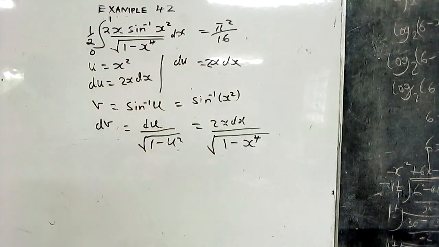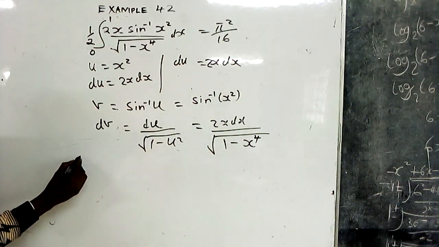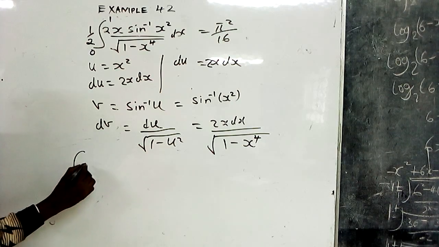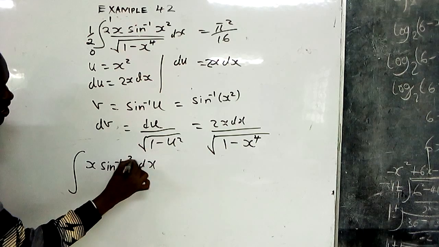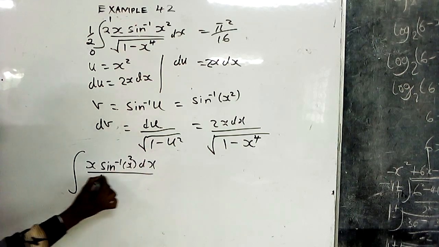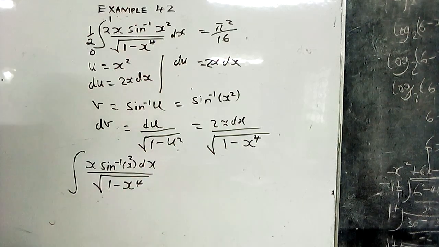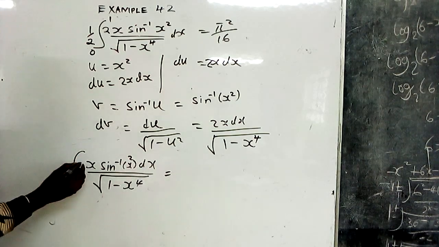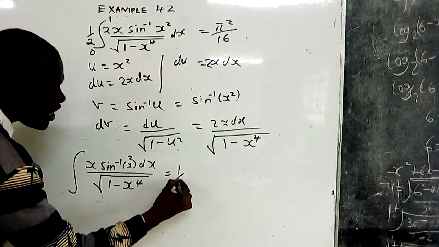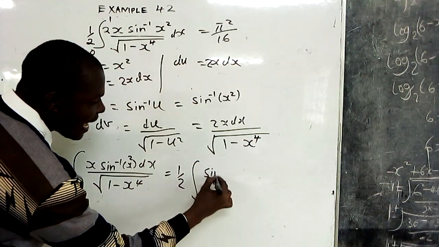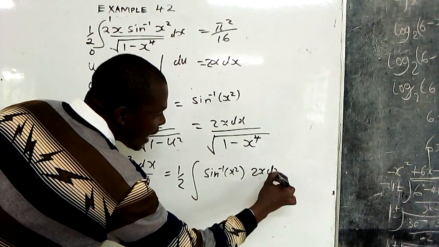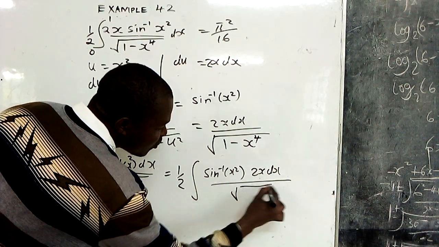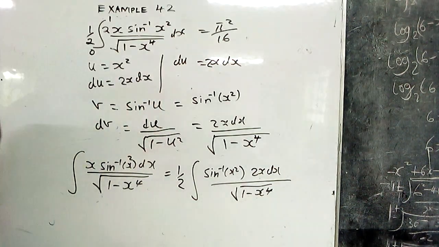Have you seen that? So if you look at the original problem, where we had x sine inverse of x squared dx over square root of 1 minus x raised to power 4, it is simply expressed as, you multiply by 2 and divide by 2, a half into sine inverse of x squared. Then you have 2x dx over square root of 1 minus x to the power 4, if you rearrange, isn't it?